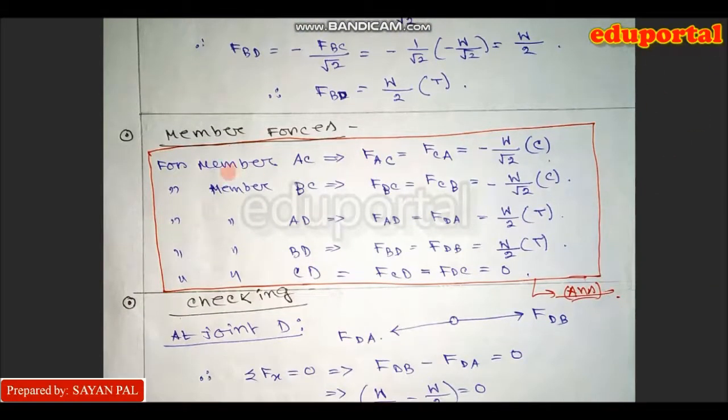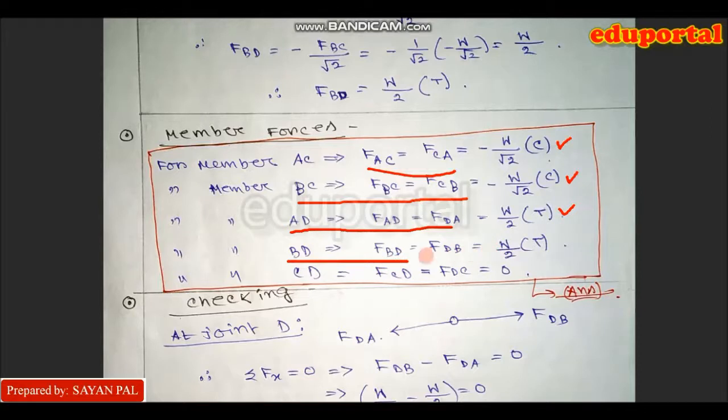We have got the member force for member AC, F_AC equal to F_CA is equal to minus W by root 2. Minus means compressive. F_BC is equal to minus W by root 2 compressive. Okay, F_AD is equal to F_DA is equal to W by 2 tensile, and F_BD is equal to F_DB, W by 2 tensile, and CD is the zero force member, so F_DC is equal to 0. Okay, so these are the forces.